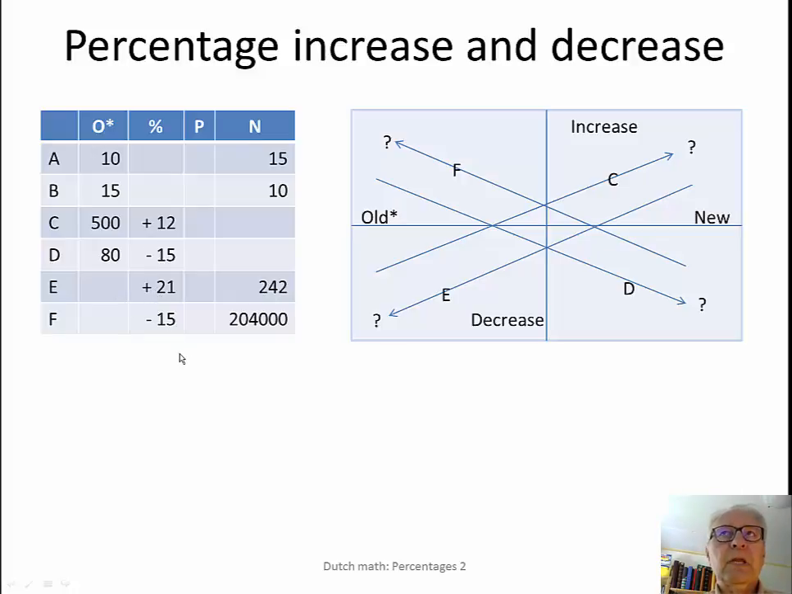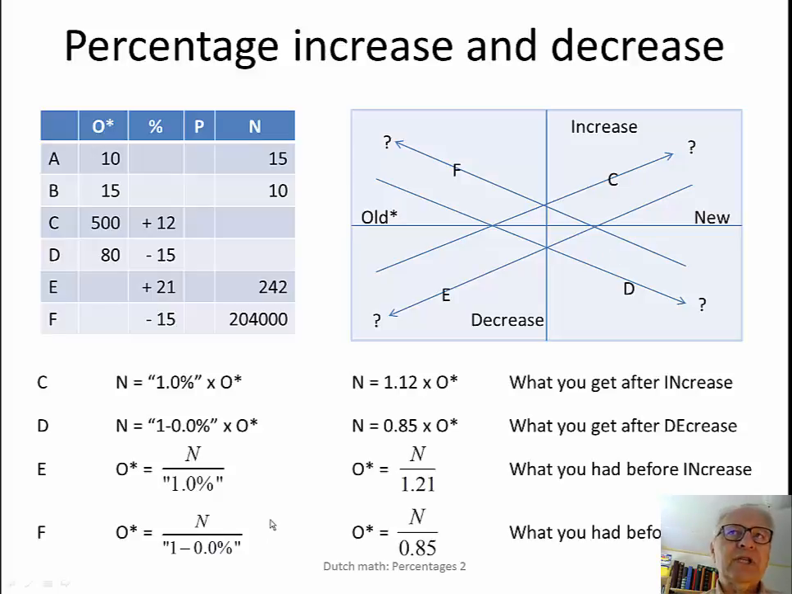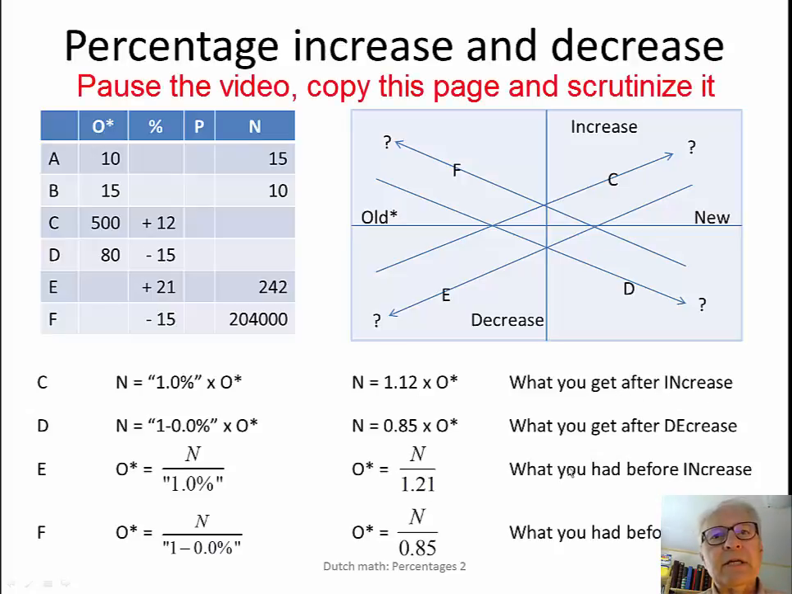You can also put it down in a picture like this. C, D, E and F are here associated with arrows where you come from in situation C. An old that is known, 500, and a new which is not known, but the percentage is known. The equations that we use, try to analyze this.